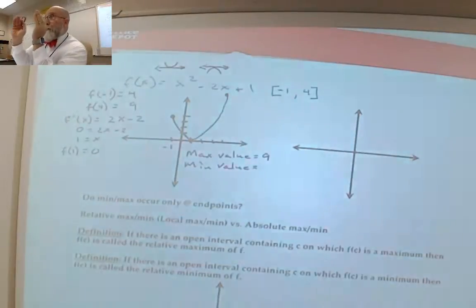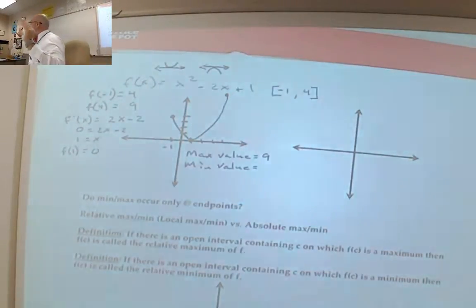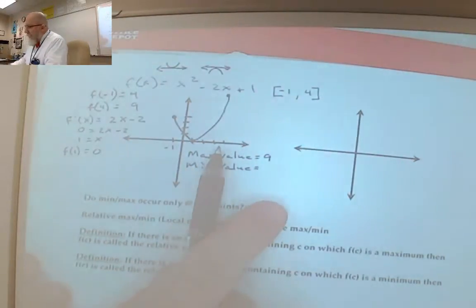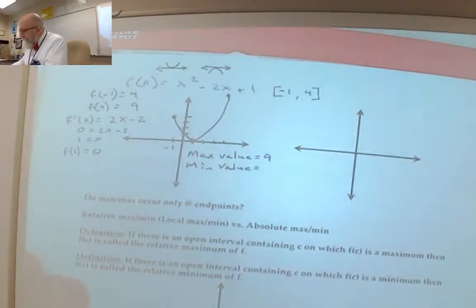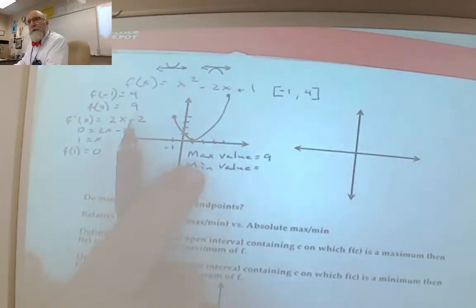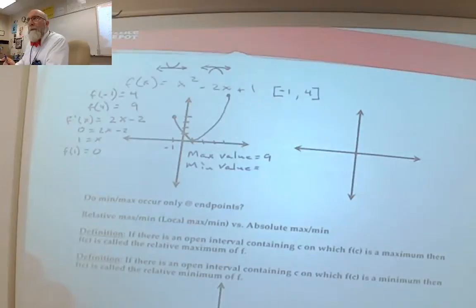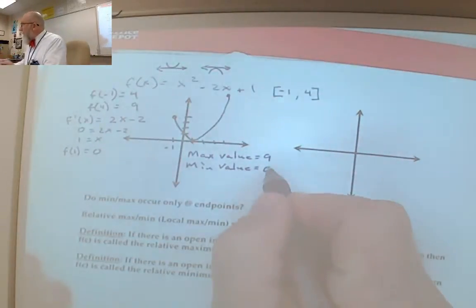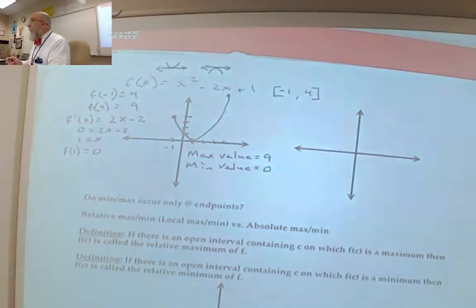Because I've restricted the domain, right? It doesn't get to go to 19. X doesn't get to go to 19. It's stopping right here at 4. Is 4 my minimum value? No, what is my minimum value? 0, because that's what my y value is when I plug 1 in there, correct?